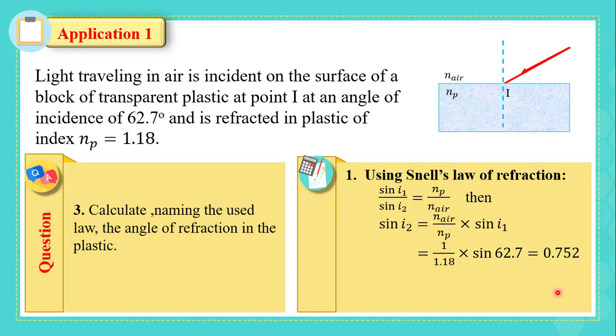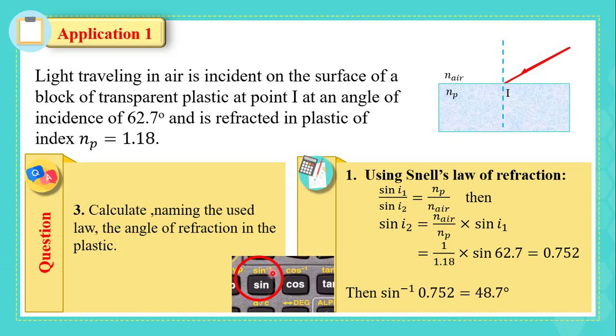Now to calculate the angle of refraction I2, we use sine minus 1 of the obtained value on the calculator, which gives us 48.7 degree.